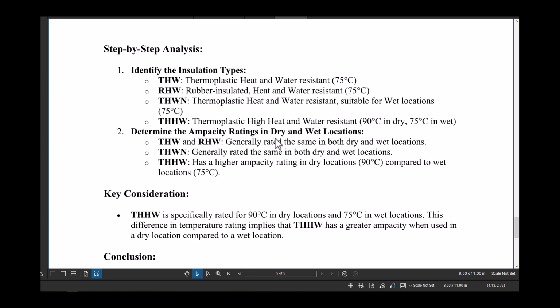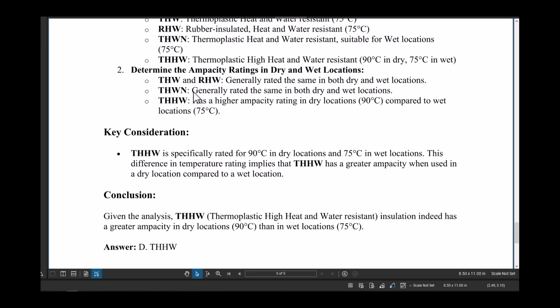Then we find, based on what we have in the column, that THW and RHW are generally rated the same in both dry and wet locations. THHW has a higher ampacity rating in dry location, 90 degrees Celsius, compared to wet location, 75 degrees Celsius. Then the key consideration is this wire can go in wet and dry locations at two different temperatures, and the conclusion is the answer is the same. See you guys in the next question.